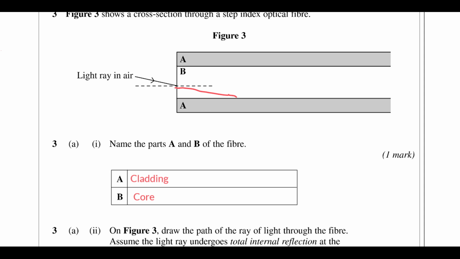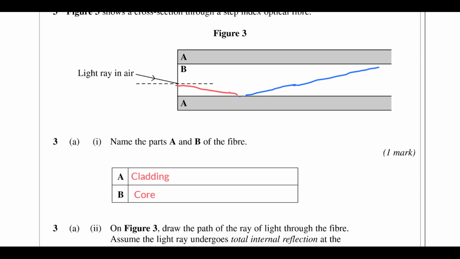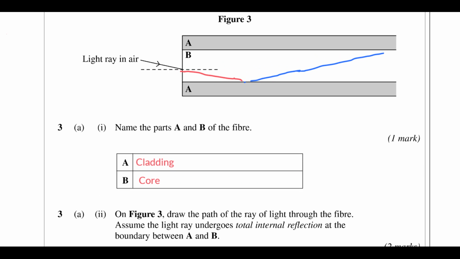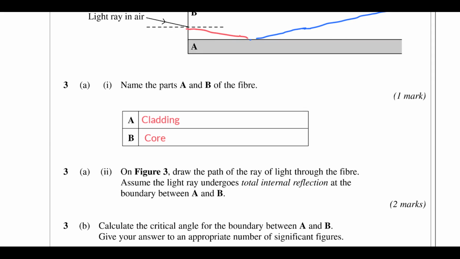Apologies that I can't really do straight lines very well on this device, but that should be showing it bending towards the normal. Then what we'll see is it reflecting off this boundary, and your angle of incidence should equal your angle of reflection, so it should be a roughly symmetrical bounce. So it'll look a little bit something like this. So that's where your 2 marks are, one for showing it bending towards the normal as it enters the optical fibre, the other one for showing angle of incidence equal to angle of reflection for TIR.